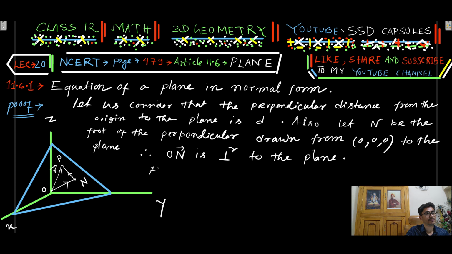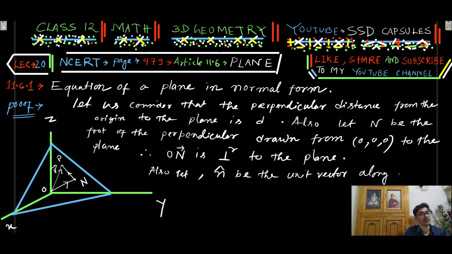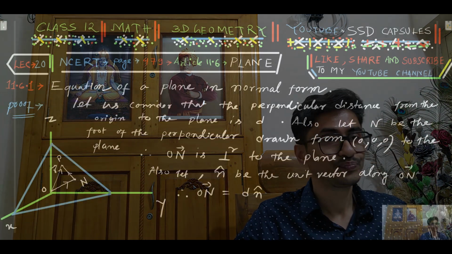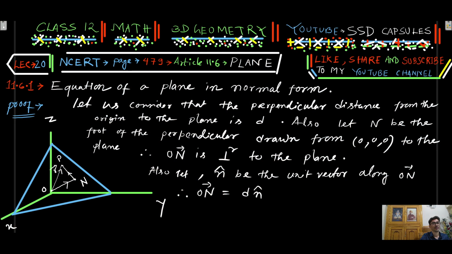Also, let n cap be the unit vector along ON vector. Therefore, ON vector is equal to d n cap. Magnitude plus direction makes it a vector. Simple. So now we are going to the next page.